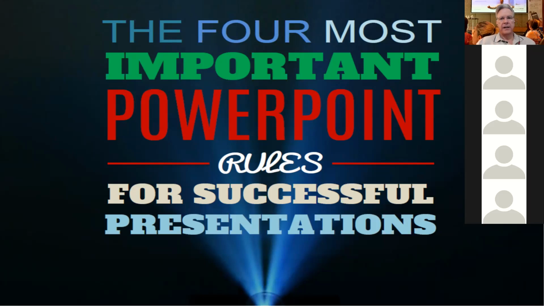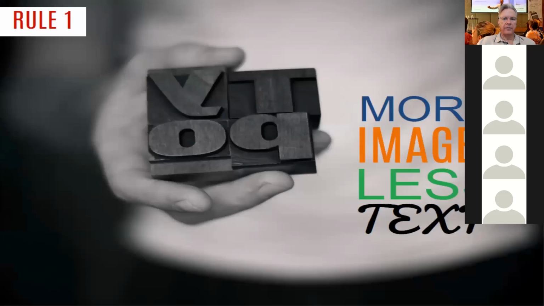But ultimately, I just want to stick to 4 key things, and they are all interrelated. So we'll talk about each of those. And let's start with rule number 1, if there's such a thing as a rule. I think just as a general rule, I'd say more images and less text. If you've got a slide with too much text, you're just going to find that people will just tune out.